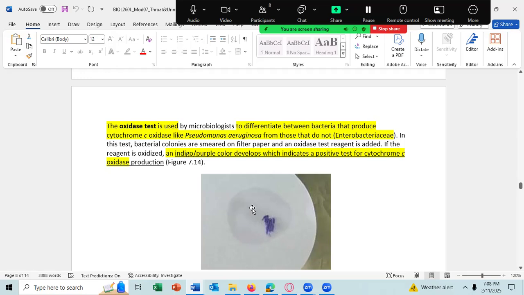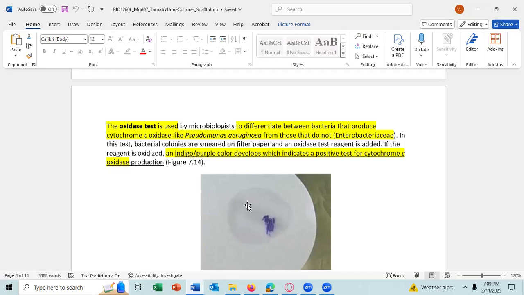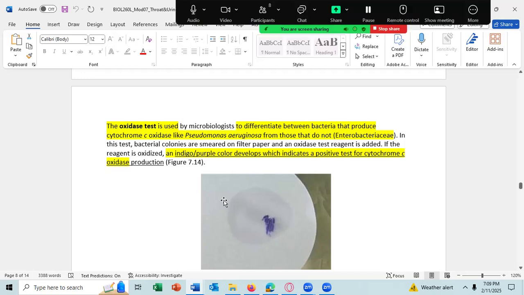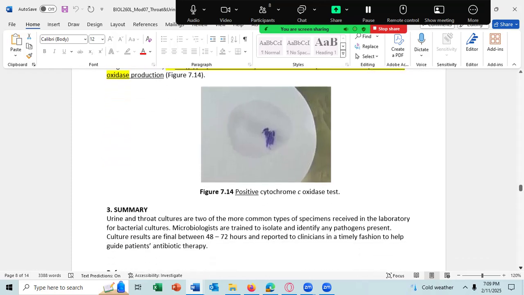Once again, Pseudomonas aeruginosa, which is a human pathogen, as well as all the family of Pseudomonaceae, are oxidase positive. And all the members of the family Enterobacteriaceae are oxidase negative, in which case we will not see any blue or indigo color here. So it'll be something like this region here is what it would look like. All right, any question about the oxidase test?